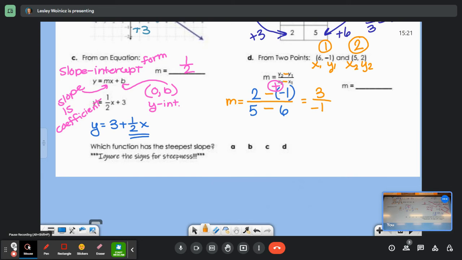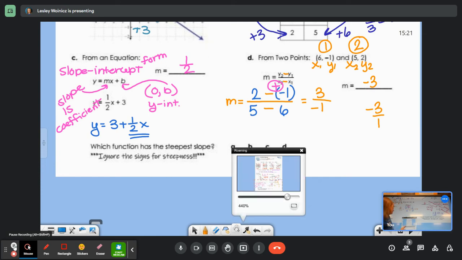-3. Yeah, it's just -3. Okay, so for this next part, would you remind yourself that we can write a 1 under any integer without changing its value? So I'm allowed to write this -3 as -3 over 1 because I'm about to ask you which one is the steepest.